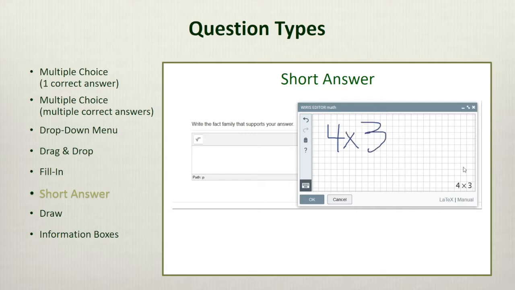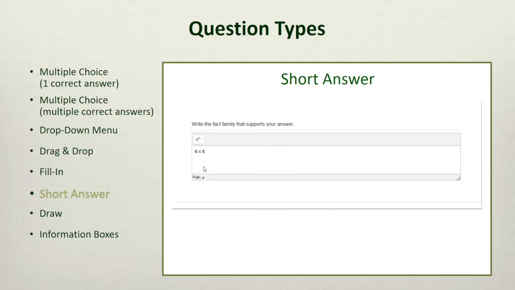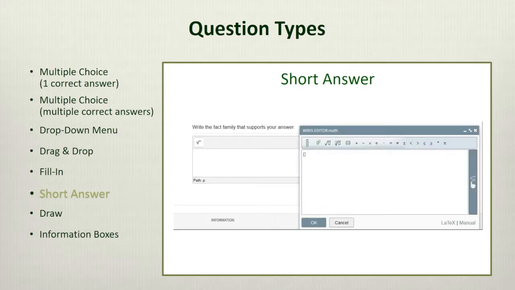In the bottom right-hand corner, you can see how the system reads your handwriting. You can use the back arrow to erase your response if needed. When finished, click OK, and the answer is transferred into the answer area of the online assessment. Next, I'll demonstrate how to enter fractions, radicals, and exponents.